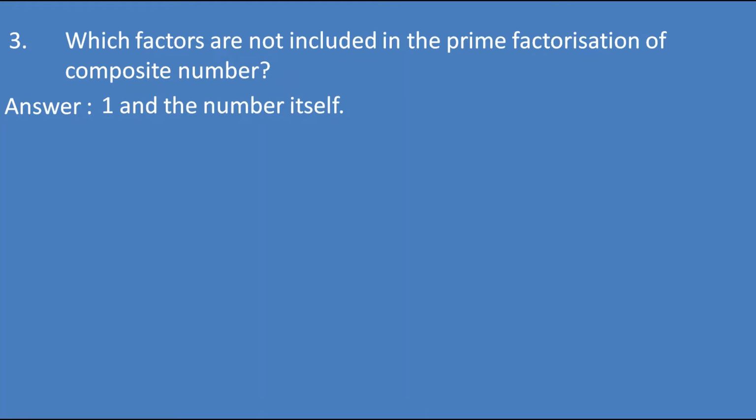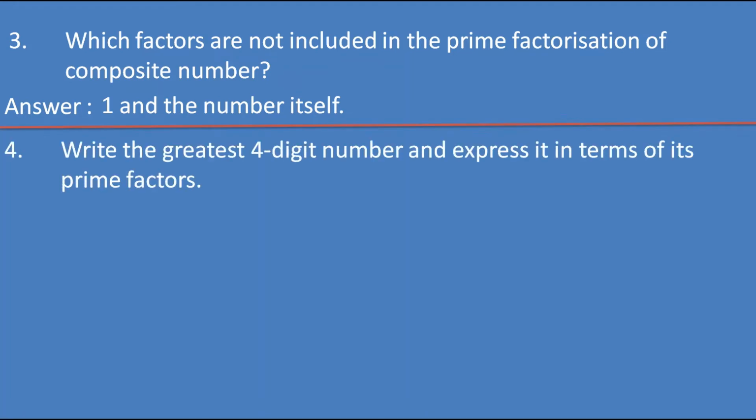Okay. Now, let's answer the fourth question. The fourth question is, write the greatest 4-digit number and express it in terms of its prime factors. Means we have to find the prime factorization of the 4-digit number which is the greatest 4-digit number. Okay. So let's write. To understand how to find prime factorization, you can go through my video where I have explained what prime factorization is and how to find it. Everything I have cleared in that video. Okay, the link is there in the description.